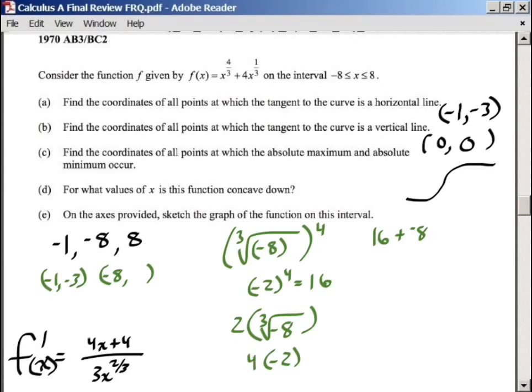And this is called the mistakes video. Alright, so I get 8. So I plug in -8, I get 8. What do I get when I plug in +8?